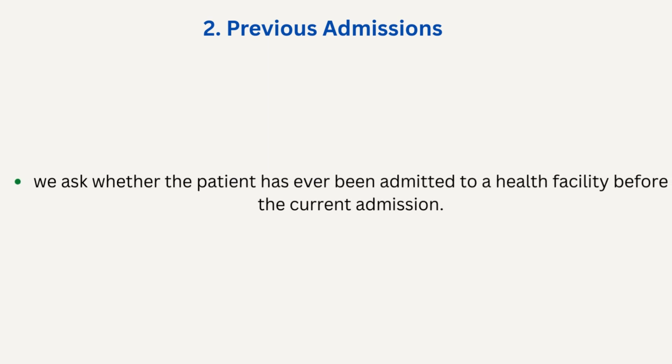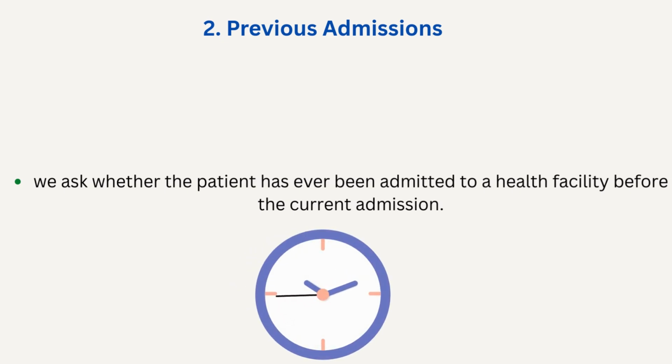Okay, the next component of history is previous admissions. In this section, we ask whether the patient has ever been admitted to a health facility before the current admission. It's important to understand what we mean by admission. An admission refers to a situation where a patient stays in a health facility for more than 24 hours, usually in a hospital bed, for observation, treatment, or further evaluation. Simply visiting a hospital for a quick checkup or treatment and then going home does not count as an admission.